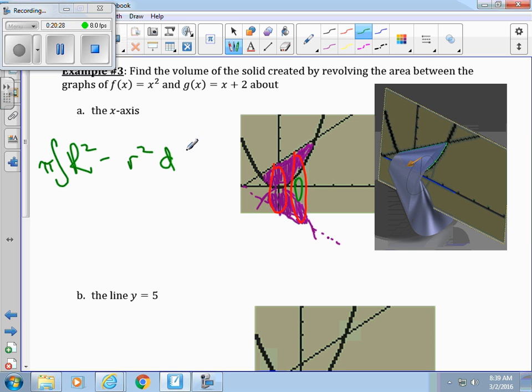Since I'm rotating around the x-axis, would you agree my circles are perpendicular to the x-axis? So their little widths are dx. The outside radius. What is determining the outside radius, or the radius of that red circle there? The line. Everyone agree the line? So the radius of the outside circle is the line, which is x plus 2. What is determining the radius of the inside circle? The parabola, that little bottom curve.